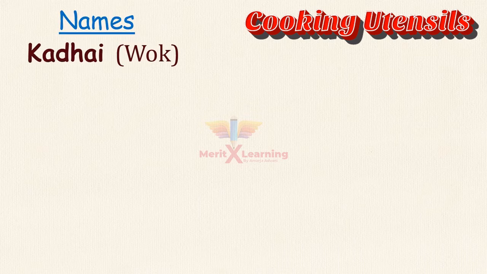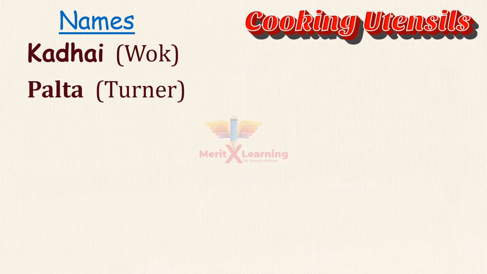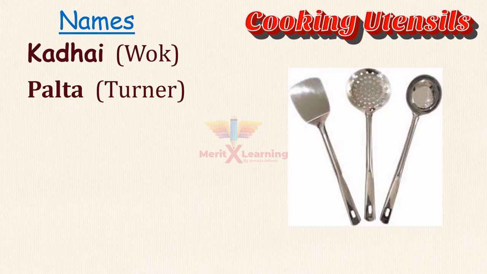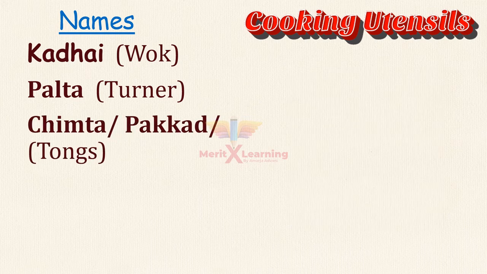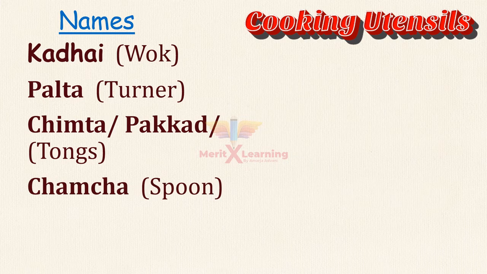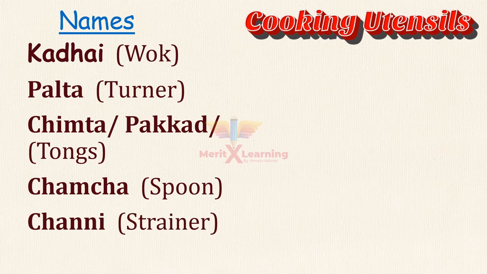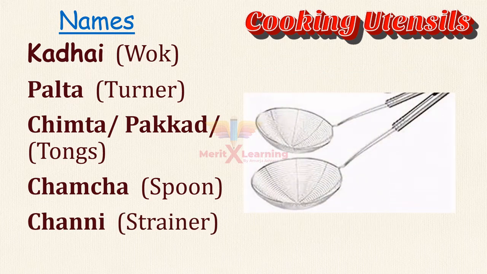The first one is kadhai. In English it is called a wok. Kadhai, we all make certain vegetables or any kind of food in a kadhai. Then next is palta, turner. Chimta, pakkad, it is called tongs. Then it is chamcha, that is spoon. Then channi, it is strainer.